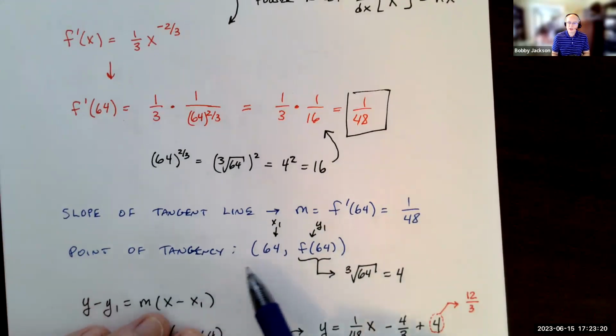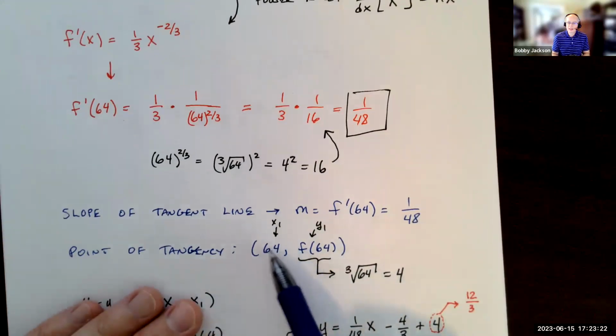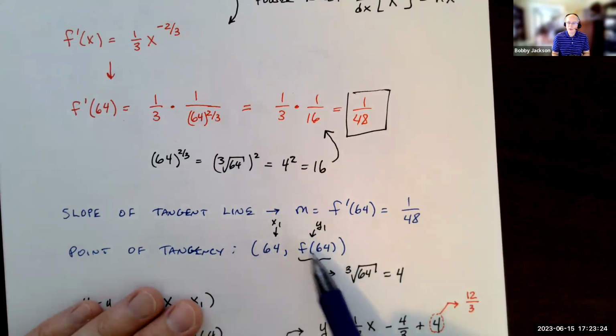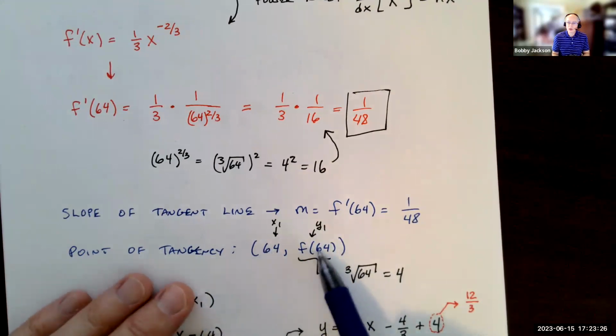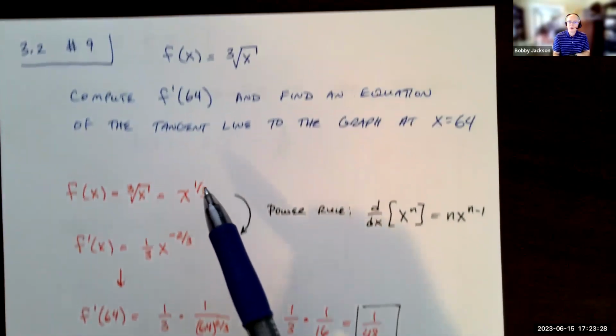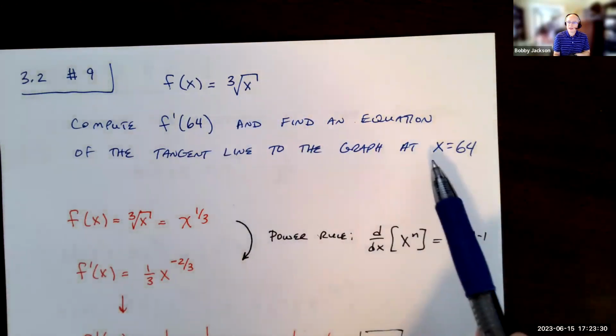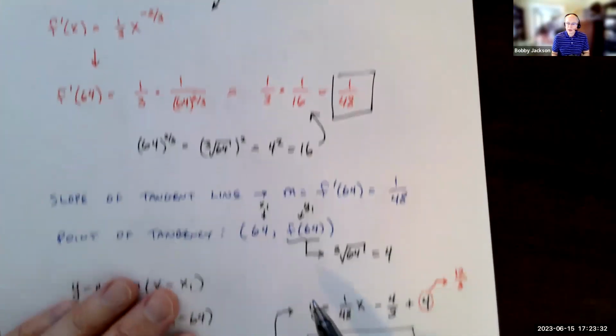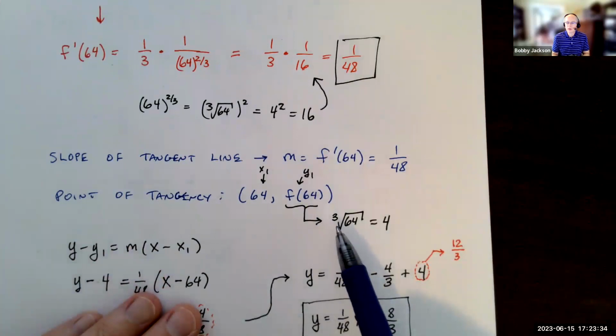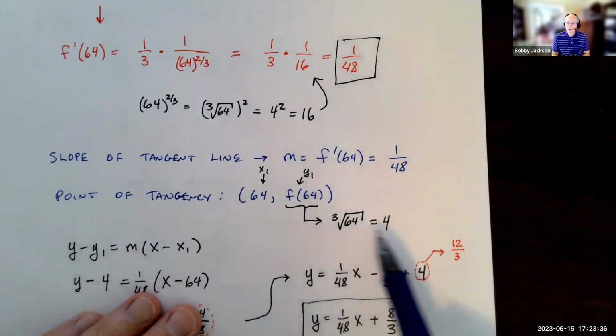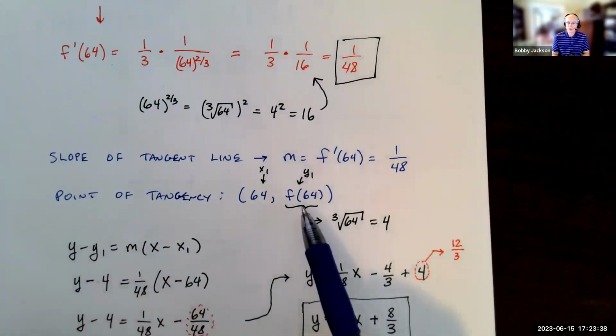The point of tangency, of course, we're looking when x is 64. I need to find the y value, and of course I'm going to use the original function, right? I'm finding the y coordinate when x is 64 of this function. So I need to just basically do what? Take the cube root of 64. That's the function, which is 4. So I get 64 comma 4.